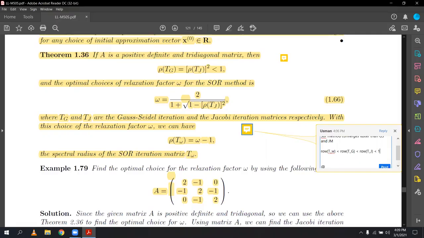It means you can see your matrix is positive definite. Positive definite means symmetric also. This is symmetric and tridiagonal. And the tridiagonal I just discussed here. The diagonal part, one upper diagonal part and one lower diagonal part should not be 0, but the others should be equal to 0.